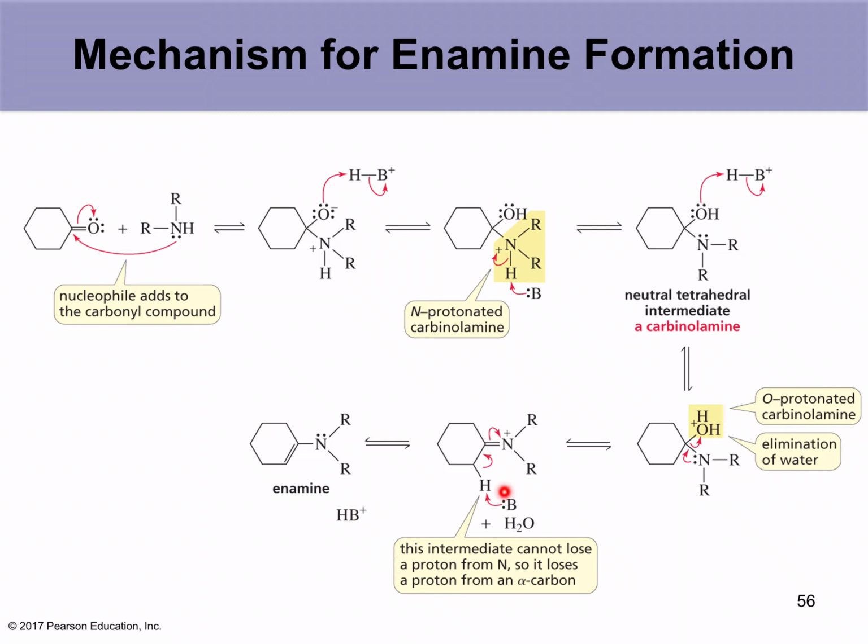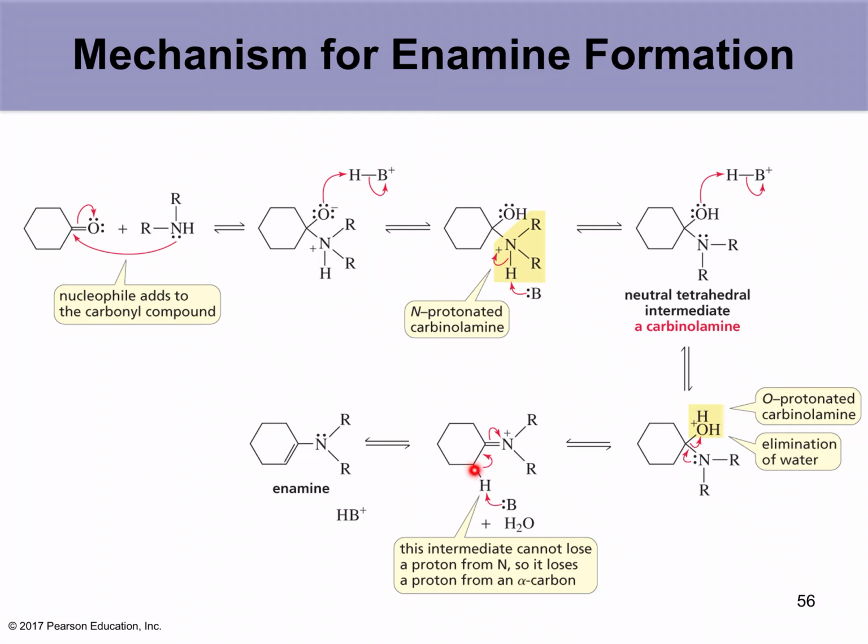Now in this intermediate earlier, if it was a hydrogen here, if you started with the primary amine, this would be a hydrogen. So easily the base can take this hydrogen if it is a primary amine, and then we form the imine. Since there are no hydrogens on the nitrogen, this intermediate cannot lose a proton from nitrogen, so it loses a proton from the alpha carbon.